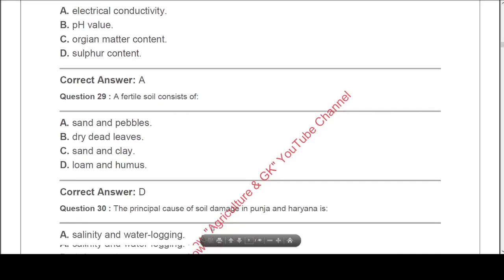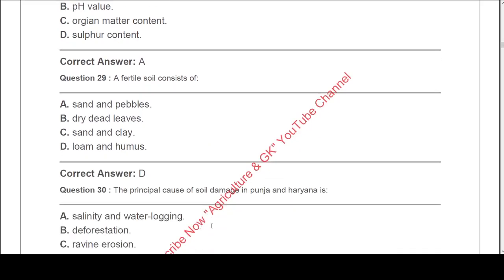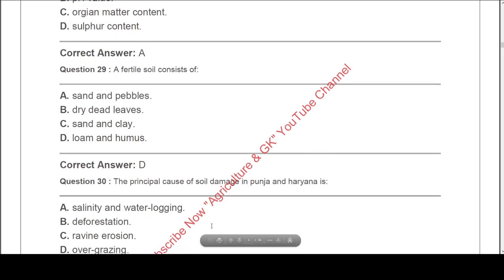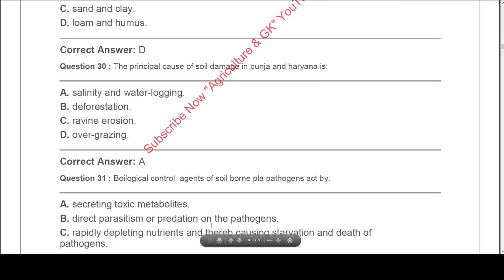Fertile soil consists of loam and humus, option D. The principal cause of soil damage in Punjab and Haryana is, option A, salinity and water logging.